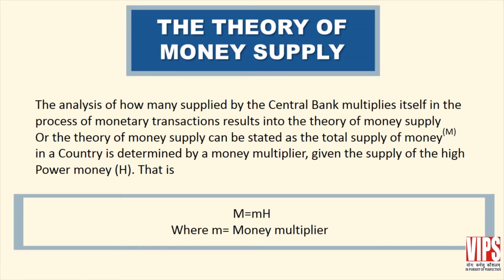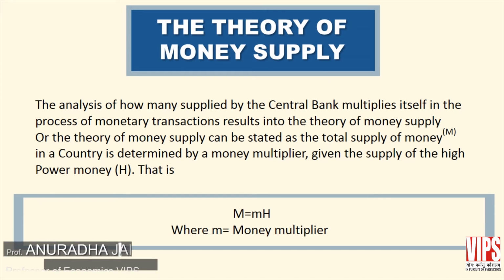In the process, the high powered money gets multiplied, and it multiplies itself in the process of monetary transactions between the people and the bank. The analysis of how this money supplied by the central bank multiplies itself in the process of monetary transactions results in the theory of money supply. So basically, it can be denoted as: total money supply in the economy, M, is equal to small m into H. Small m here denotes the multiplier and H is the high powered money.